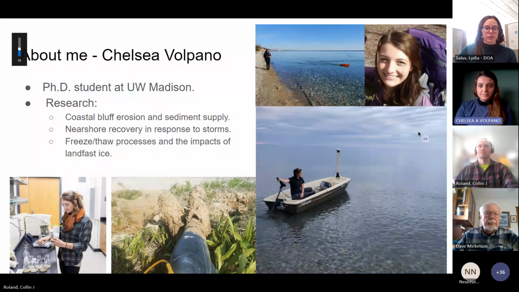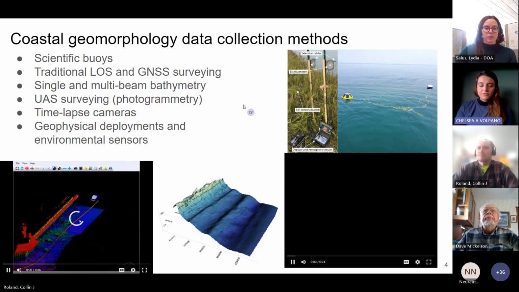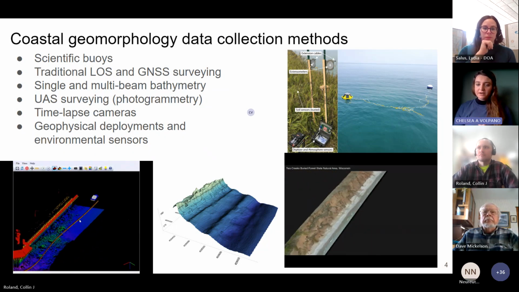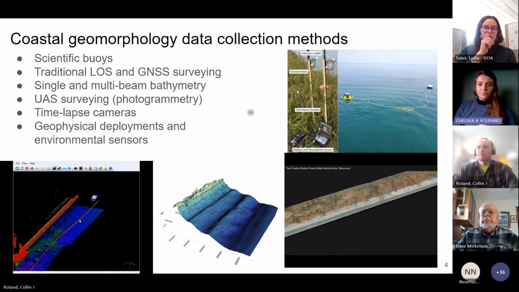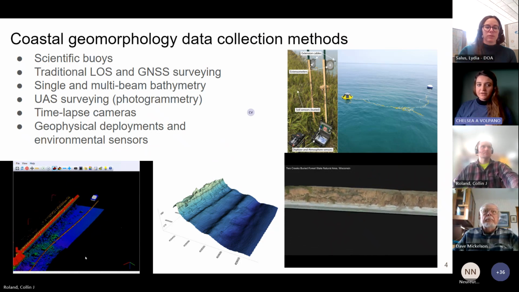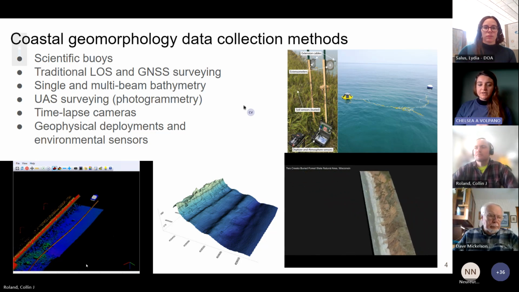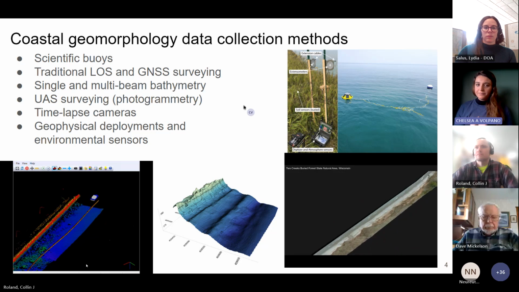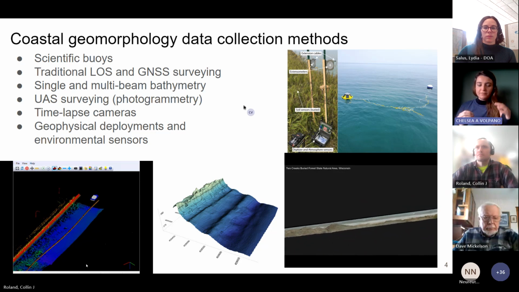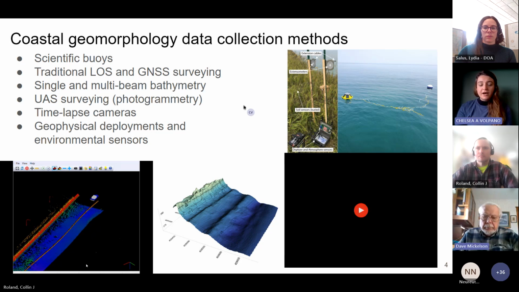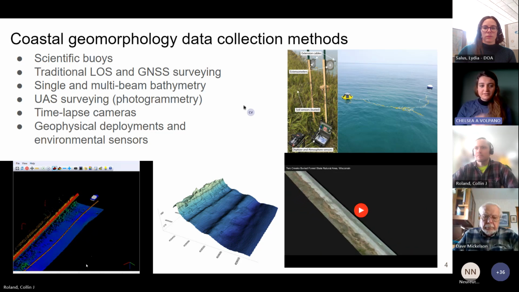So for the methods that we use to collect our data, there's quite a few of them. We've got a scientific buoy out on Lake Michigan right now measuring waves. We do a lot of GPS surveying to get topographic information, and then we combine that with single and multi-beam bathymetry to get a cohesive continuation from onshore to offshore of that beach profile or coastal profile. I use single beam bathymetry, and Collin has some information on multi-beam bathymetry with the USGS. That's the first video on the left here.